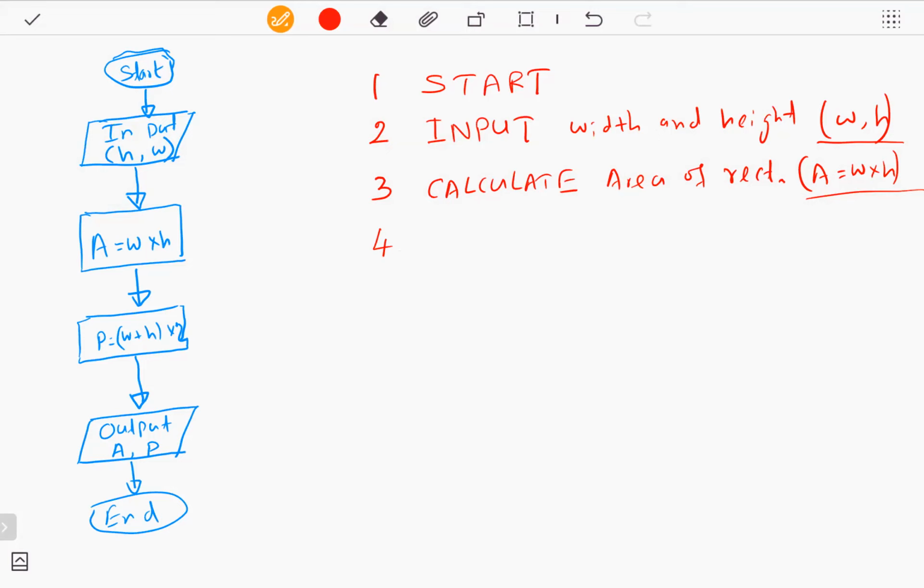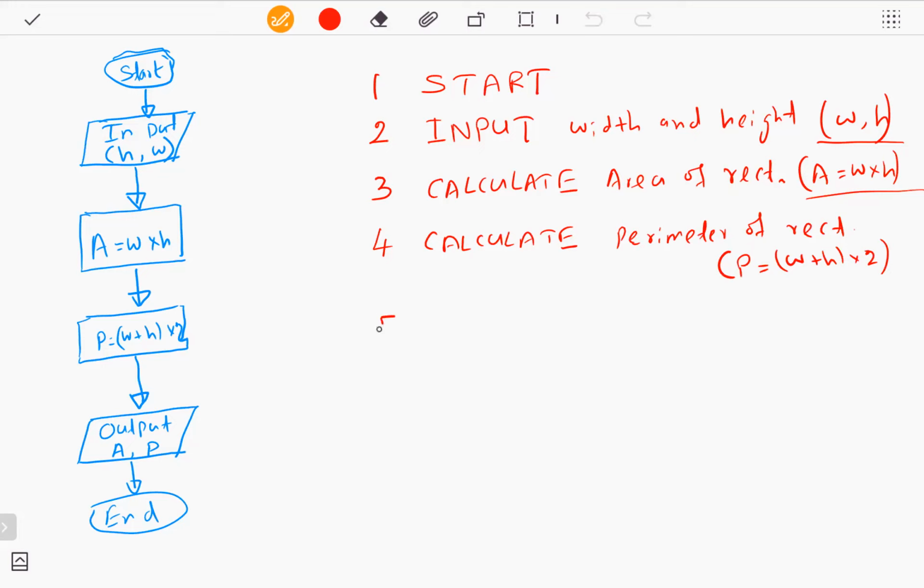Now, okay. What is the fourth step? Step number 4. Again, another process. That means another calculation. Again, I can use the word calculate. What do you need to calculate this time? Perimeter. Perimeter of rectangle. Within brackets, say P equal W plus H into 2.